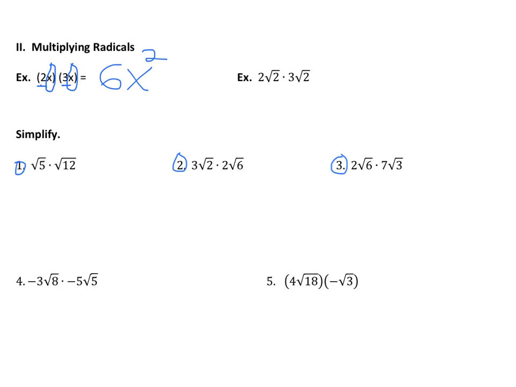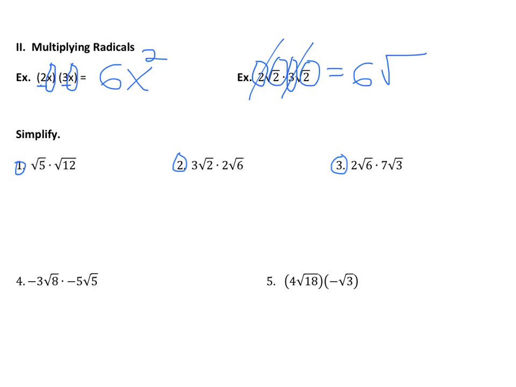Now, if I look at the example, I'm going to take the same exact approach. If I have 2 root 2 times 3 root 2, I can just multiply the coefficients, meaning the numbers that are not in the square root. So this 2 times 3 gives me 6. So cross those out. And now I can multiply the square root of 2 times the square root of 2. Since they're both in the square root, I use the product property.